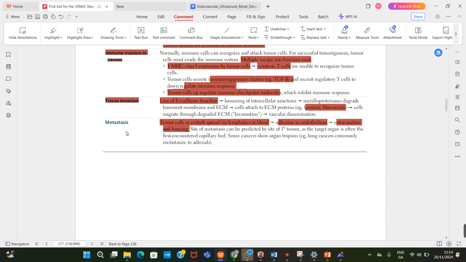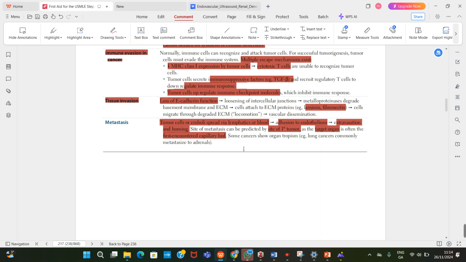Do we get it? So now, once they get to another organ, they would camp there, they would proliferate there, and they will establish their stroma in that area. So that's what you call the homing. That means that they feel at home at that area. So the site of metastasis is usually predicted by the site of primary tumor, and the target organ where they will home or where they will metastasize to is usually the first encountered capillary bed. So this makes serious sense.